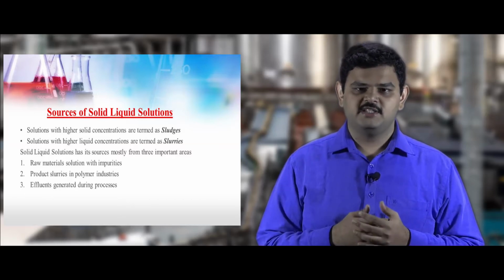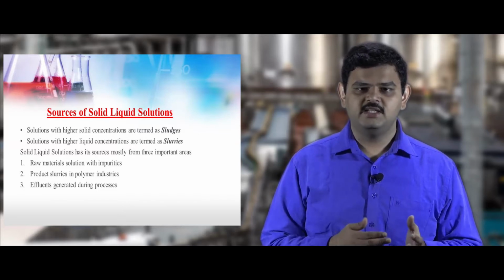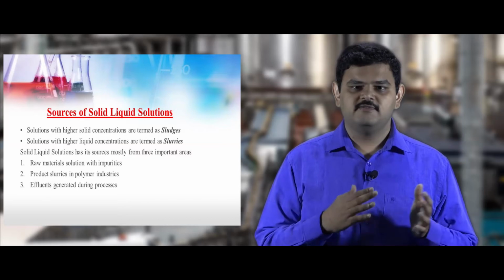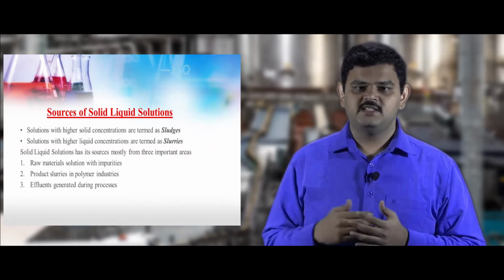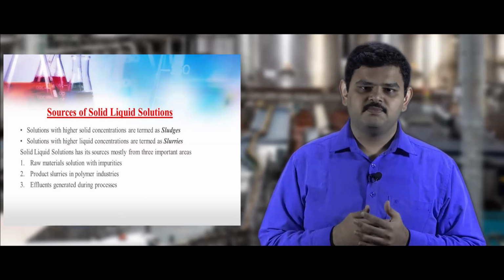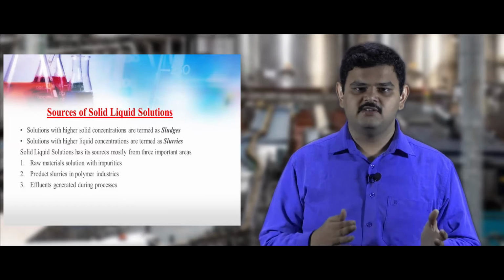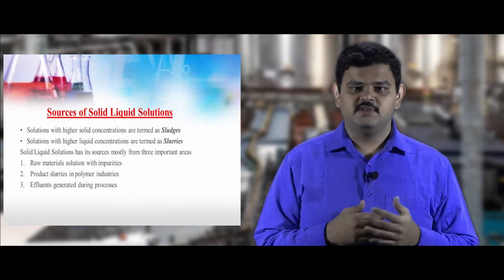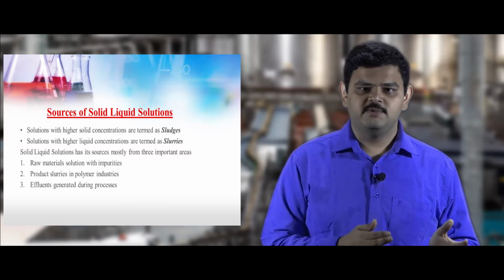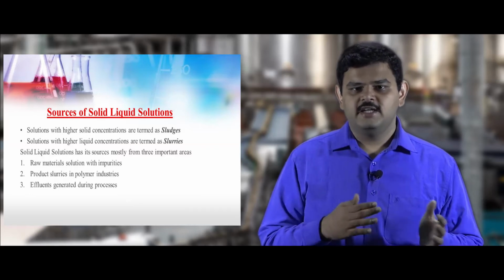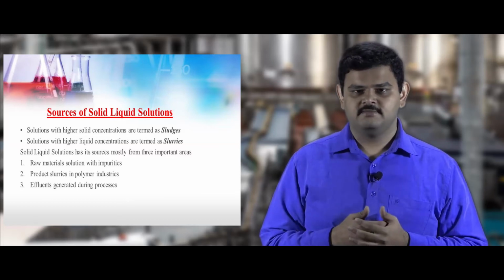Why do we need a separation process? In the separation process, we need to separate the three different slurries. The first one is raw materials. We need to separate the raw material slurries from the liquids. The raw material slurries come from raw materials dissolved in water. For example, in the chlor-alkali industry, we dissolve sodium chloride with impurities in water. Then we remove the impurities in the thickening tanks.